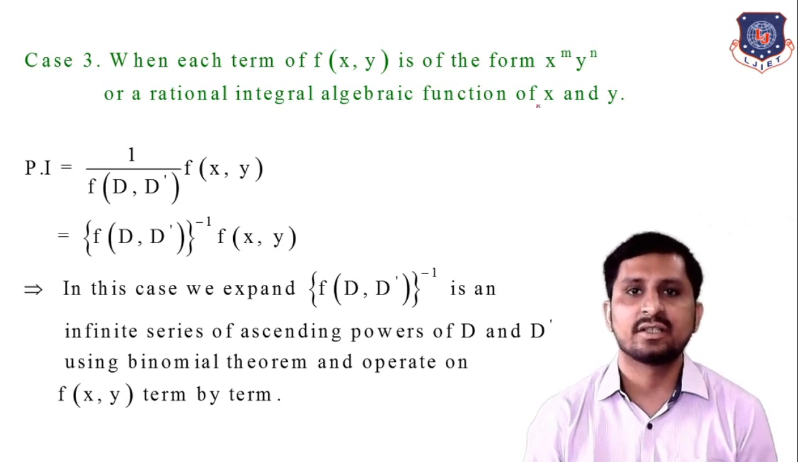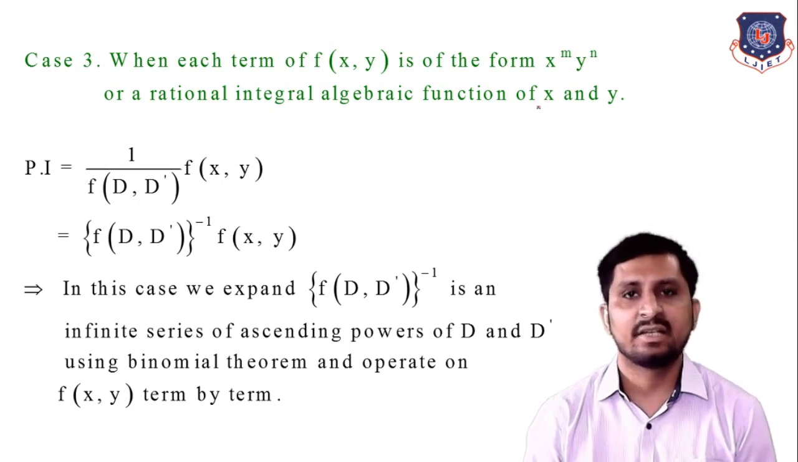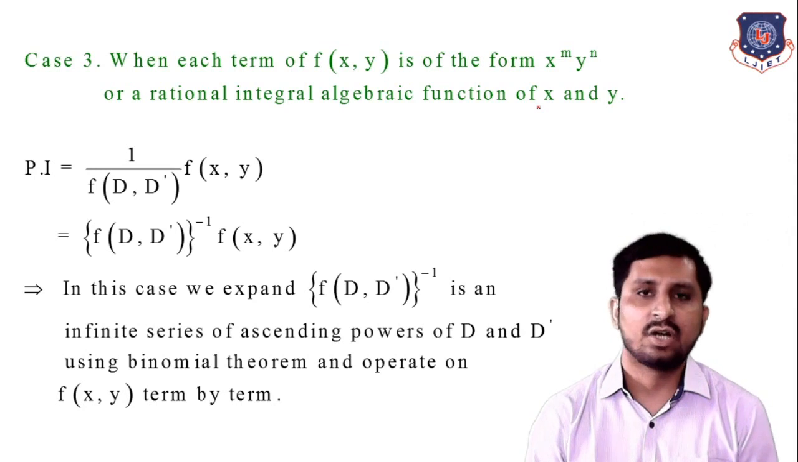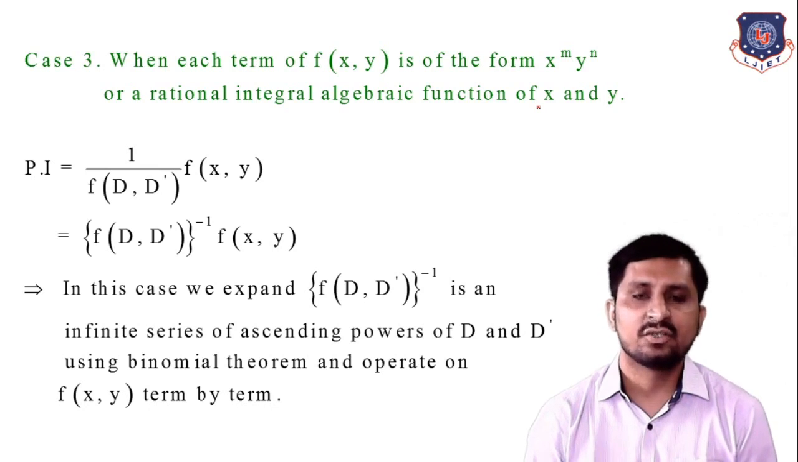Case 3 means what? Suppose you have a polynomial x raised to m into y raised to n, where m and n both are integers, right? So a rational integral algebraic function of x and y. So how can we find the particular integral, that is our case 3, 1 upon f of D, D dash into f of xy. Okay, so in this case we expand f of D, D dash inverse.